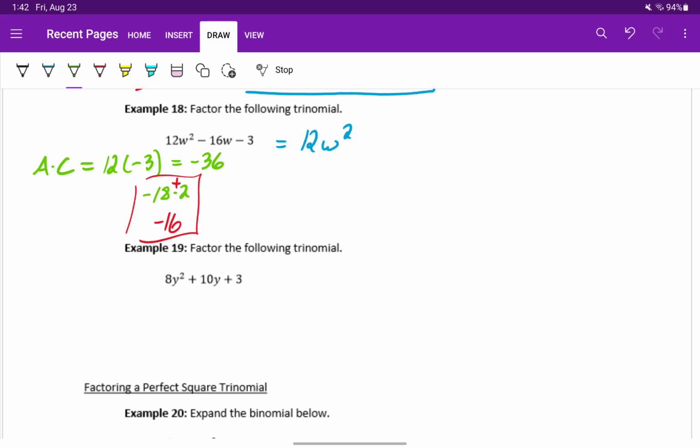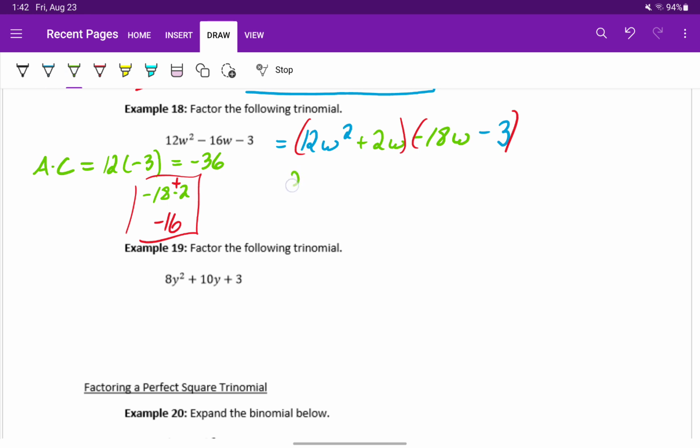And that tells us that we can write this problem by breaking up that middle term into plus 2w minus 18w. I flipped that order around, but it doesn't matter which order we use those numbers in. We still just group the first two terms and second two terms, and identify our GCF.